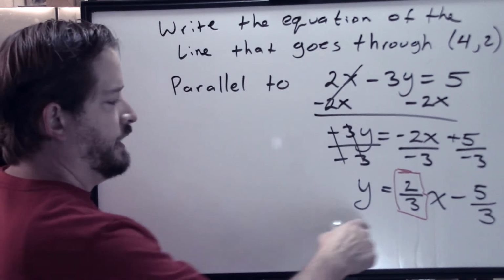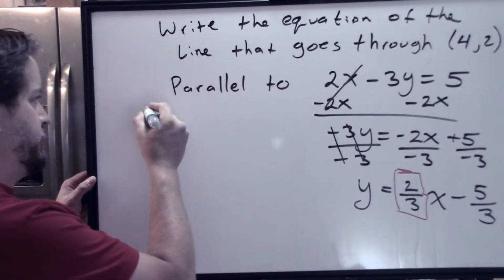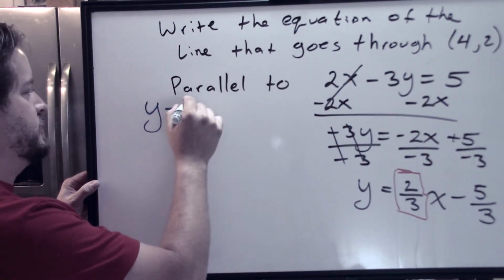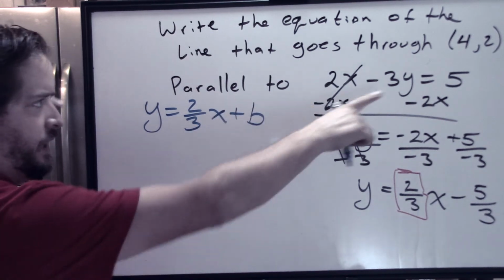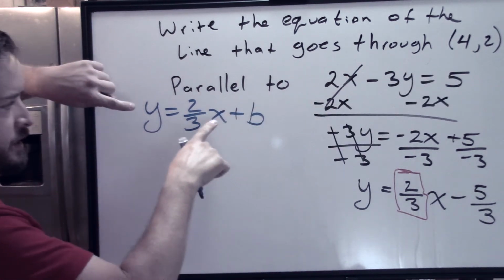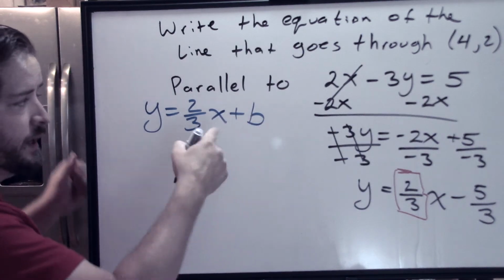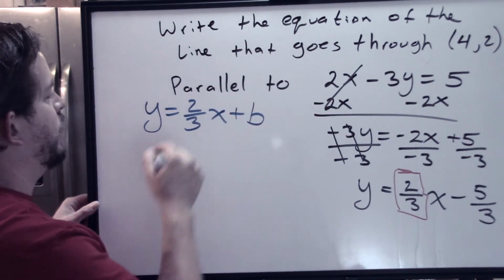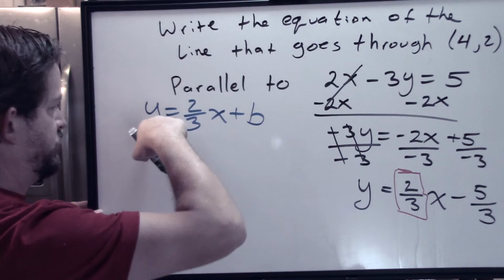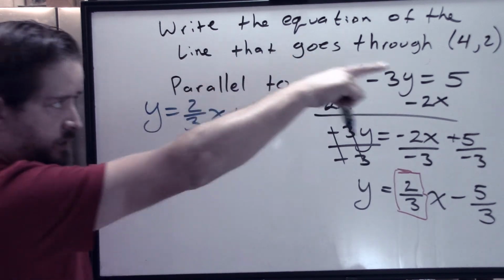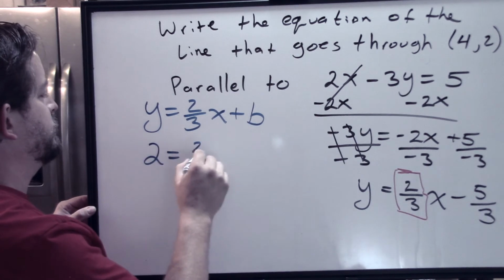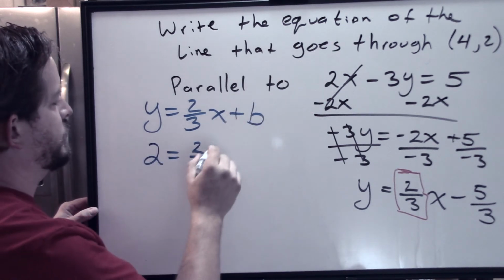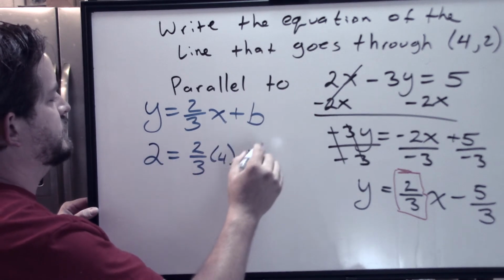And then all I have to do is say my line is going to look like this: y equals 2/3 x plus b. And I have a point, this 4, 2, that I can plug into my x and y. So I'll do that to solve for b. So y is 2. Remember, the first letter here is y, but it's the second letter in your point. Don't get those mixed up. 2 equals 2/3 times x, which is 4, plus b.